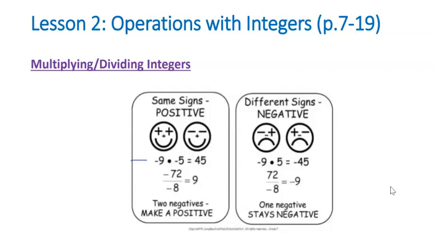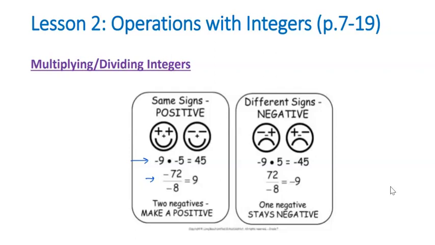In our first one, we can see that the same signs mean a positive answer. If we have -9 times -5, the answer is a positive 45. And if we have -72 divided by -8, the answer is a positive 9. So 2 negatives make a positive and 2 positives make a positive.